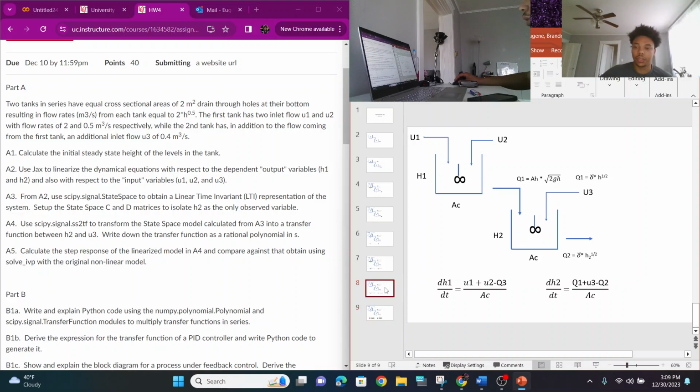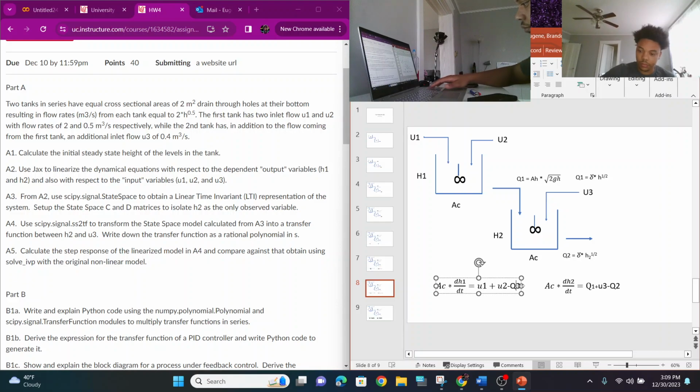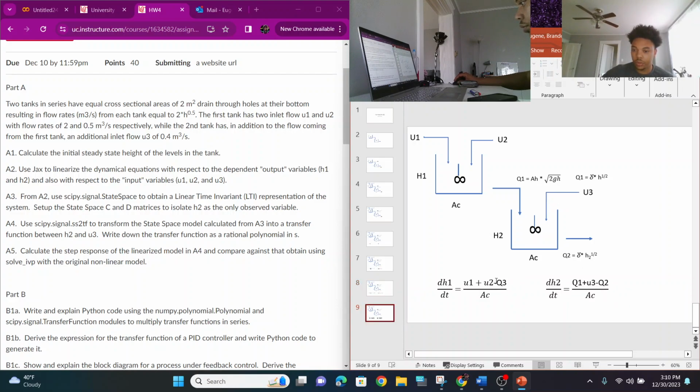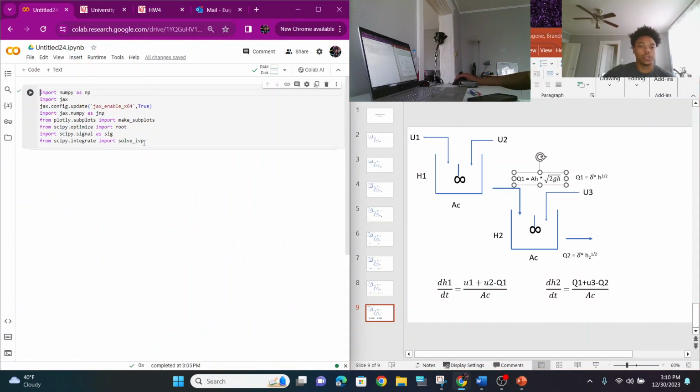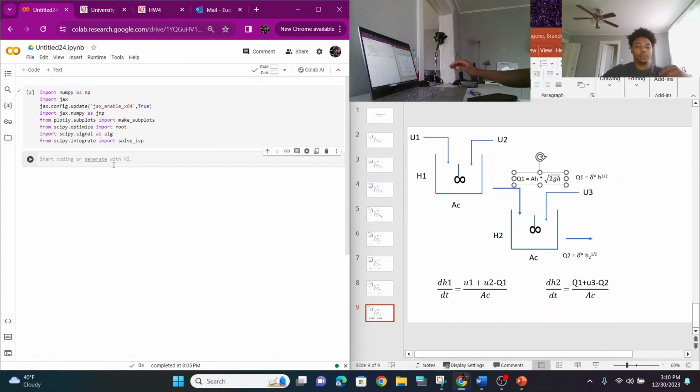No, Q3. See, I keep doing that. This is Q1. This should be Q1. So it's U1 plus U2 minus Q1, and Q1 plus U3 minus Q2. Alright, and you'll see here. And now we're going to go into Google Colaboratory to start coding, and we'll start by inputting our given values.